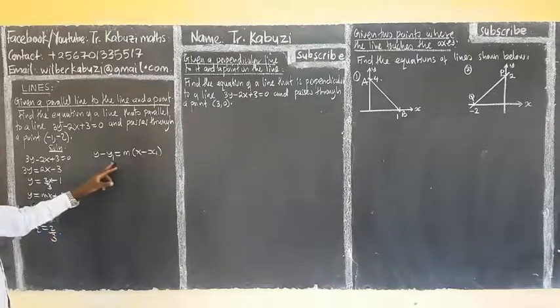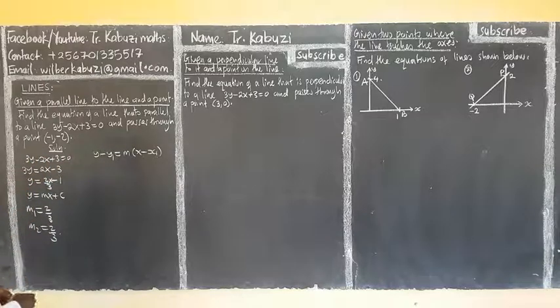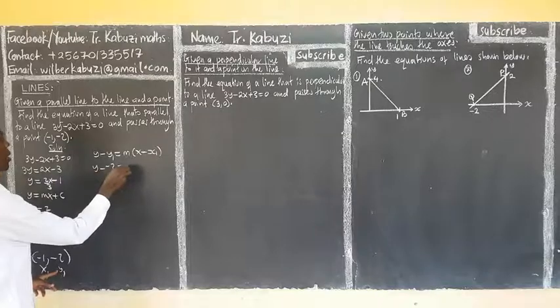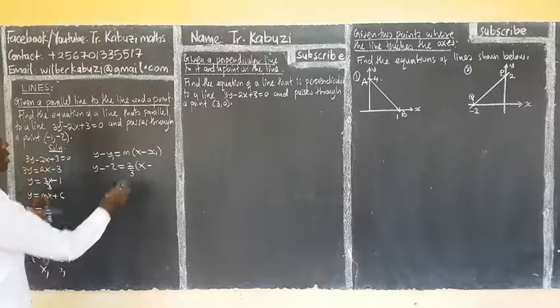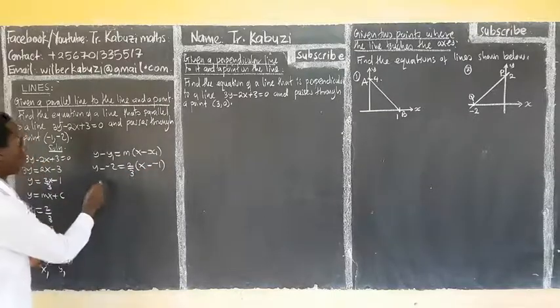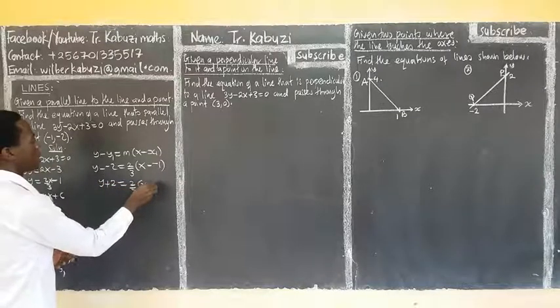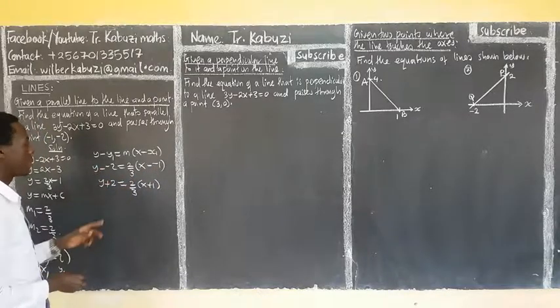So now we need a point where this line is passing; x1 and y1 are the coordinates of a point where the line is passing. So you have it here, it passes through negative 1, 2. Then this is x1 and this one becomes y1. So just substitute here. So y minus 2 equals m, the gradient which is 2 over 3, into x minus negative 1. So we just simplify. This will be y plus 2 equals 2 over 3 into x plus 1. Negative times negative, we get a positive. So we can open brackets.